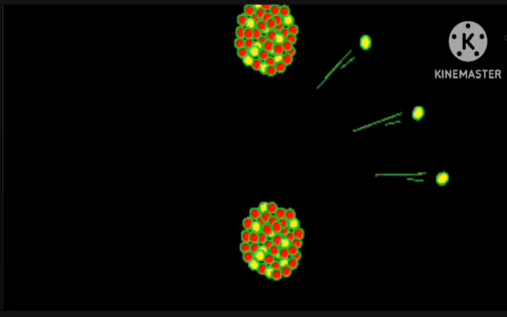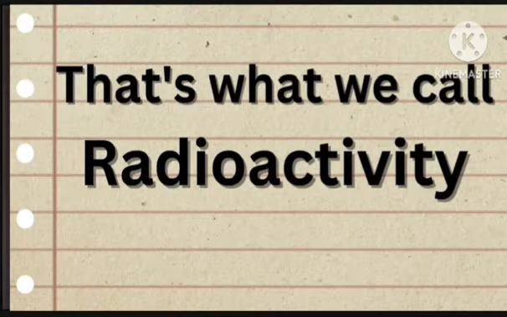Radioactivity is all about atoms, which are the building blocks of matter. They consist of protons, neutrons and electrons. Sometimes these atoms or nuclei are unstable. This instability causes the atoms or the nucleus to release energy in the form of radiation. And that's what we call radioactivity.